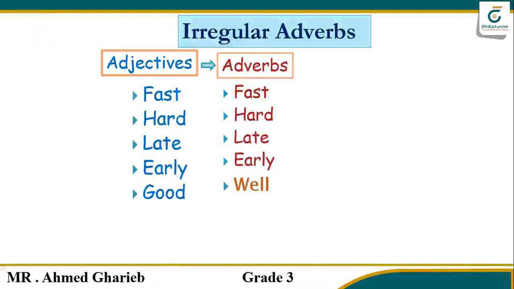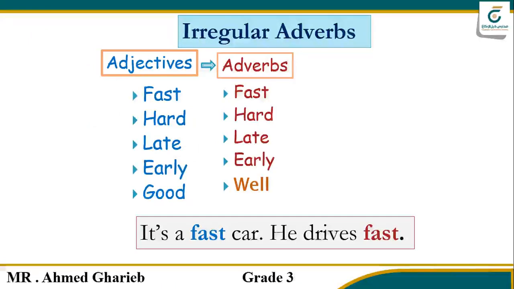Okay, let's have an example. So as I mentioned before, the adjective comes before a noun, like fast car. Here fast is an adjective. Fast is an adjective because it comes before the noun car. It's not an adverb, okay? Because it comes before a noun. But the second fast is an adverb. Why? Because it comes after the verb. So it's an adverb. It describes the verb. The first one describes the noun car.